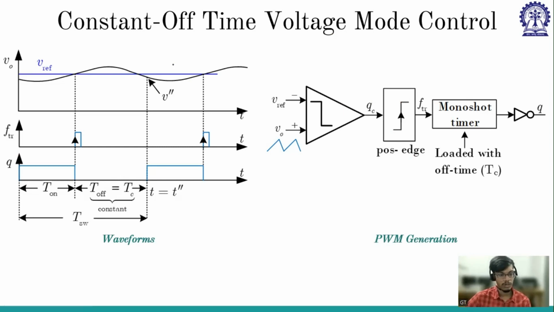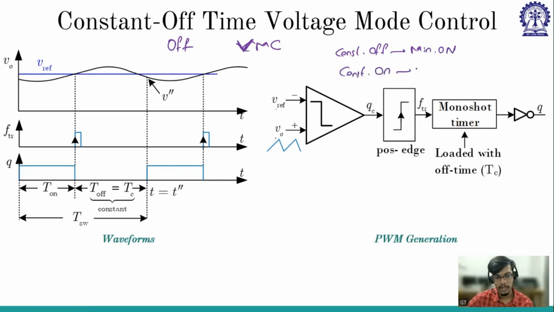So this is constant off time voltage mode control, because we are measuring the voltage here. And I have discussed in the previous session that constant on time needs minimum off time, and constant off time needs minimum on time. So this is constant off time control. And why do we need minimum on time? I have discussed in the last session. I will be discussing again.